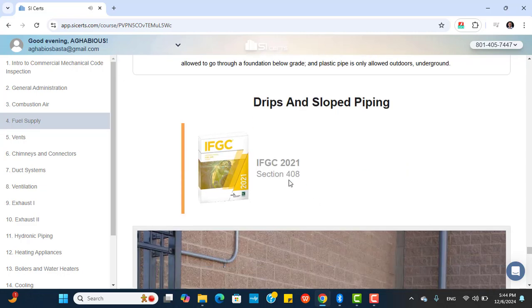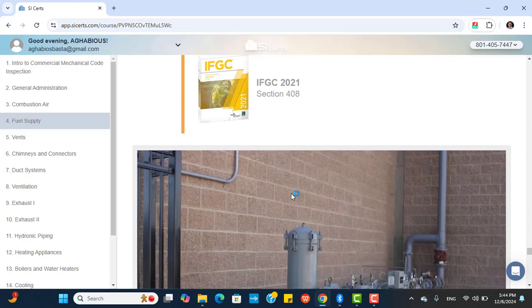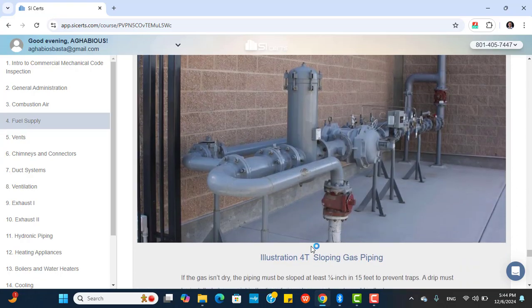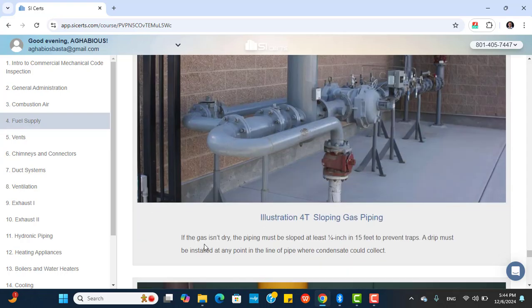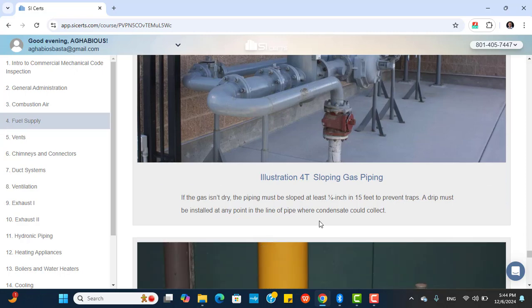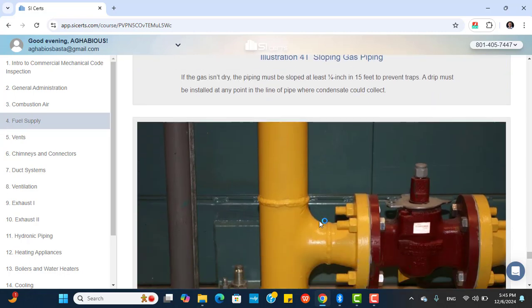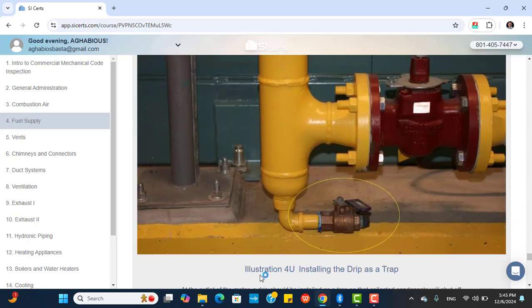Drips and sloped piping, International Fuel Gas Code 2021 Section 408. Illustration 40, sloping gas piping. If the gas isn't dry, the piping must be sloped at least 1/4 inch in 15 feet to prevent traps. A drip must be installed at any point in the line of the pipe where condensate could collect. Illustration for installing the drip, which acts as a trap.